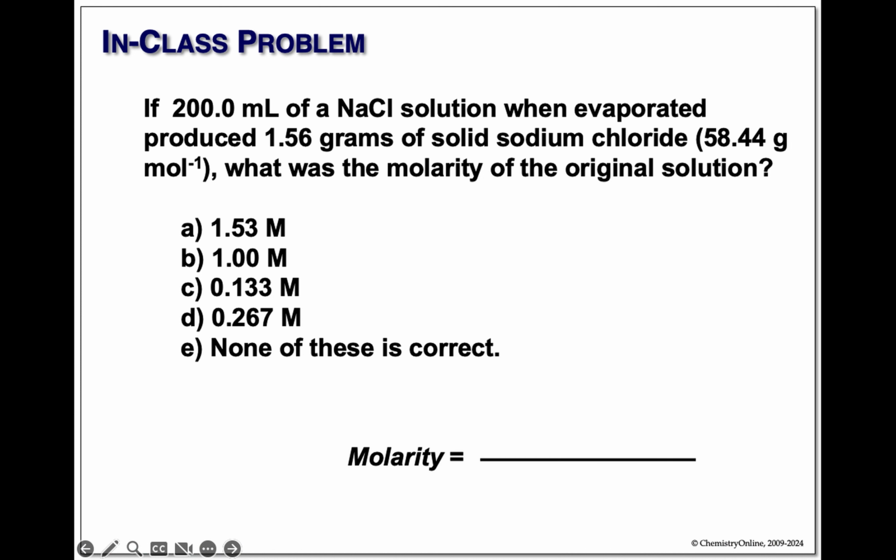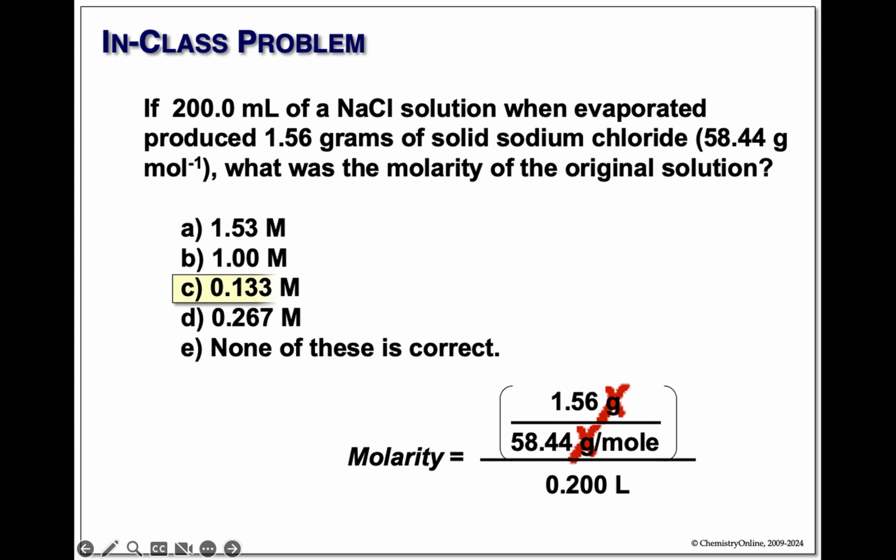Our original molarity is moles of sodium chloride divided by our volume, which was 200 mils, 0.2 liters. We have a mass, we have a molar mass: 1.56 divided by 58 divided by 0.2, 1.33 moles per liter. Any questions? Real exam questions.